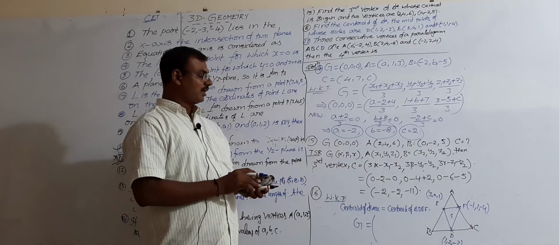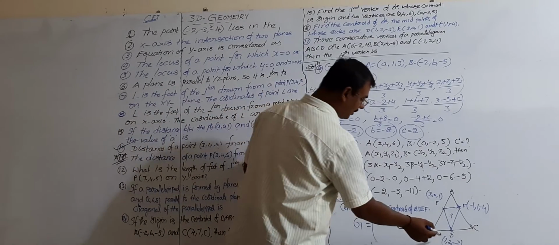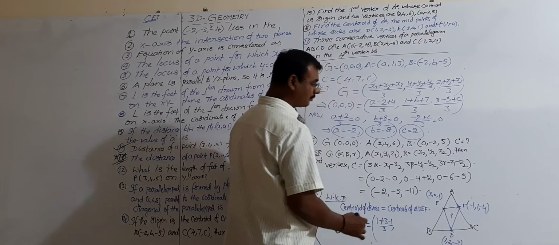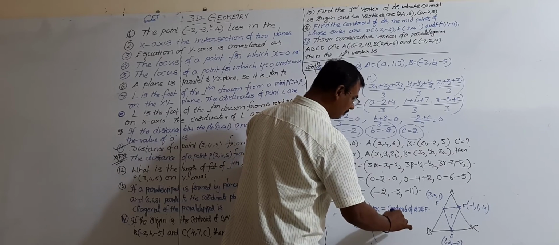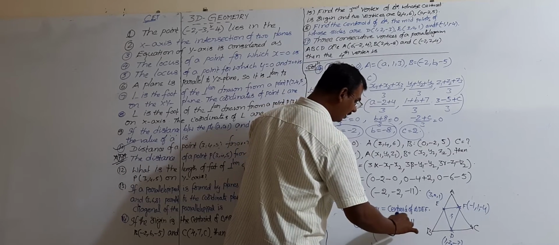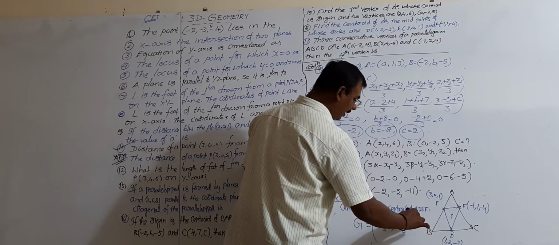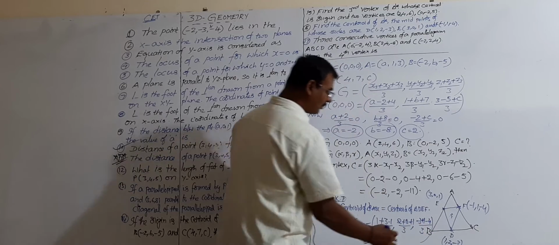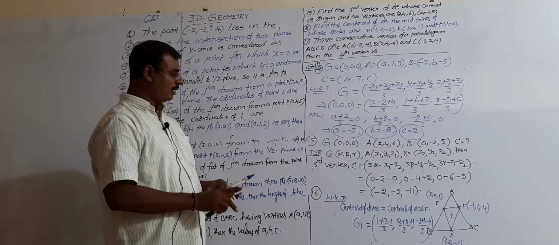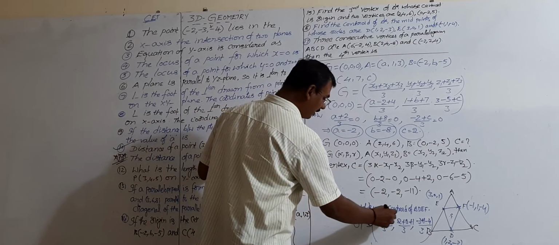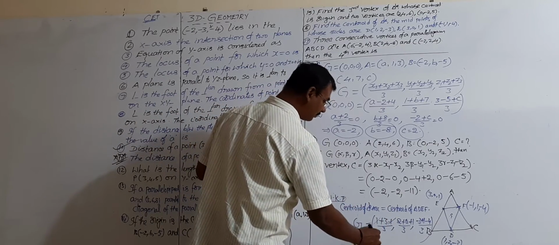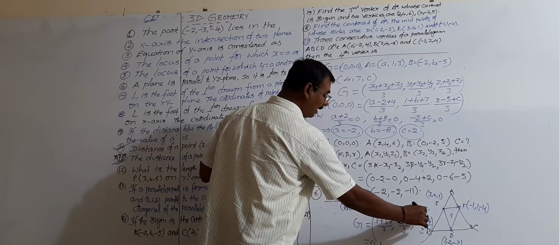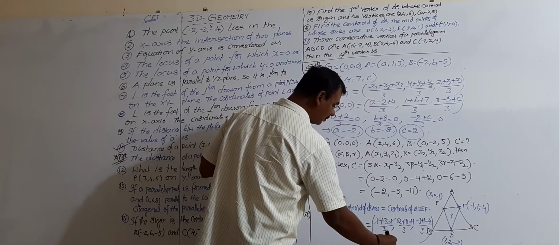Now find the arithmetic mean of the three numbers. X coordinate: the sum of x coordinates, 1 plus 3 minus 1, divided by 3. Y coordinate: 2 plus 0 plus 1, divided by 3. Z coordinate: -3 plus 1 minus 4, divided by 3. Simplify: plus 1 and minus 1 cancel, 3 by 3 is 1. 2 plus 1 is 3, 3 by 3 is 1. -3 plus 1 is -2, minus 4 is -6, divided by 3 is -2.